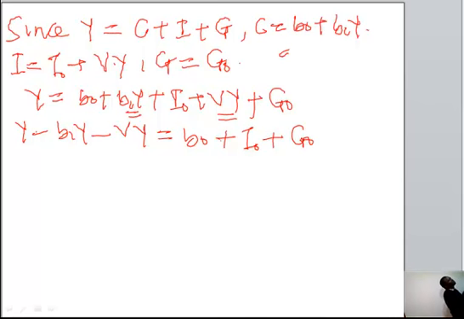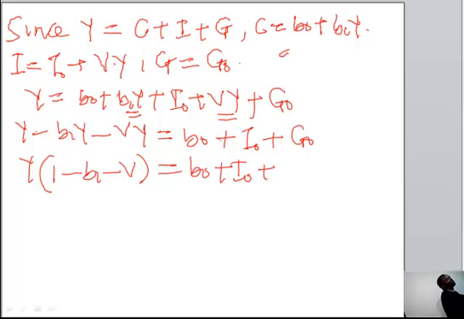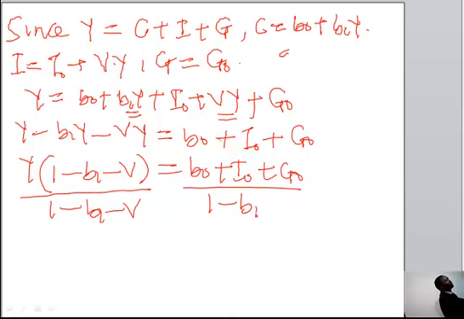In this case, let's try to look at the common terms. We have Y, this one remains 1, minus B1 minus V, which is equal to B0 plus I naught plus G naught. So now what we are trying to do here is to divide both sides by 1 minus B1 minus V to arrive at the national income equilibrium. We divide through by 1 minus B1 minus V over 1 minus B1 minus V. So this cancels this.